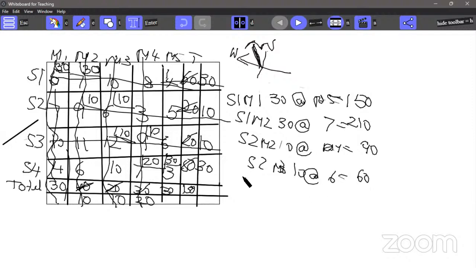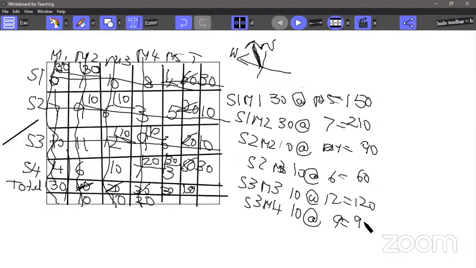Then S3 to M3, you are supplying 10 units at the rate of 120 rupees. S3 to M4, you are supplying 10 units at the rate of 9. How much? 90. Then S4 to M4, you are supplying 20 at the rate of 7. Is my entire screen visible?